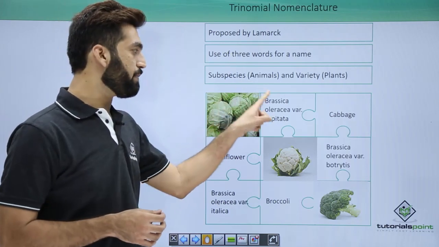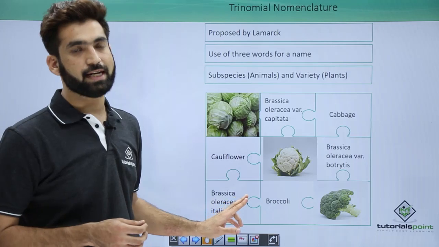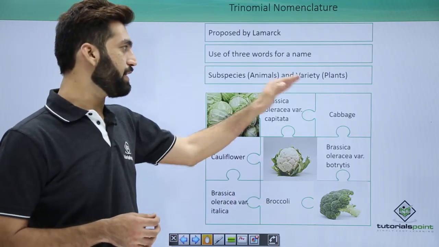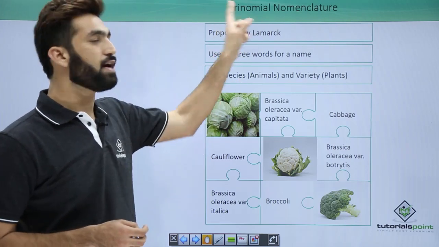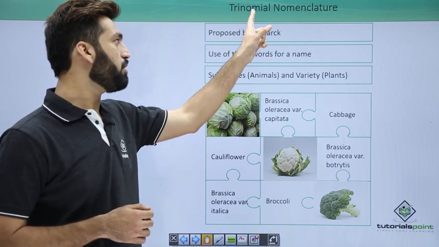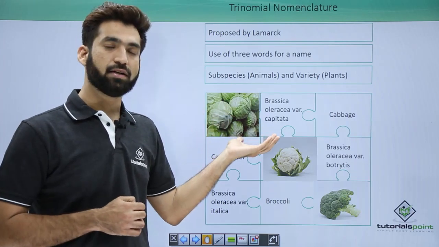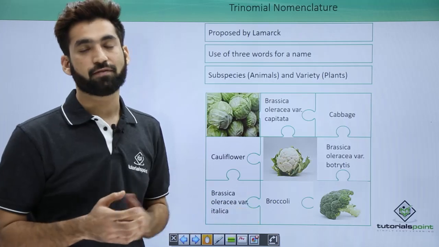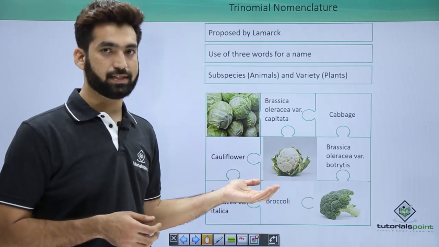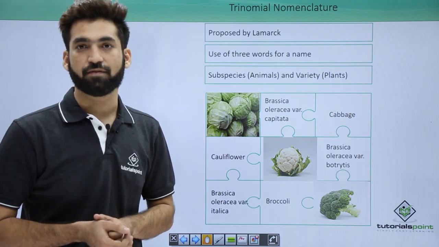Now, apart from giving the scientific name in binomial nomenclature, you have also given the variety name. Giving the variety name in the case of plants, or the subspecies name in the case of animals, is known as trinomial nomenclature, and trinomial nomenclature was proposed by Lamarck. According to trinomial nomenclature, a species is not the basic unit of classification. The basic unit of classification is the subspecies. In the next session, we'll be discussing the concepts of taxonomy.